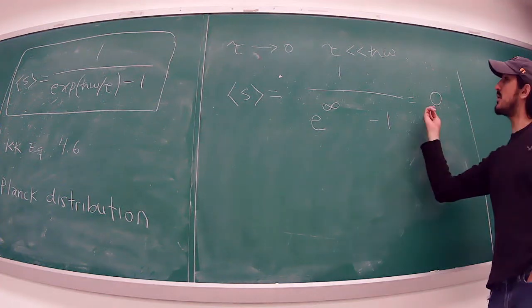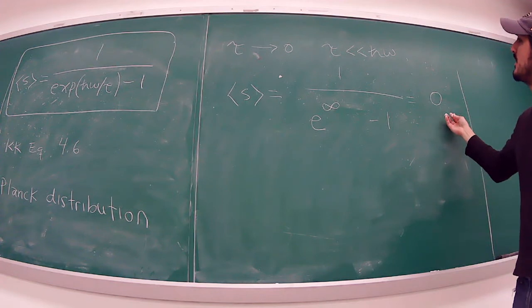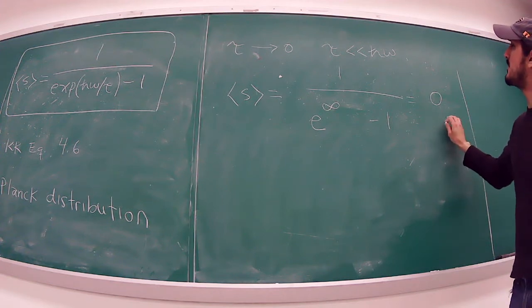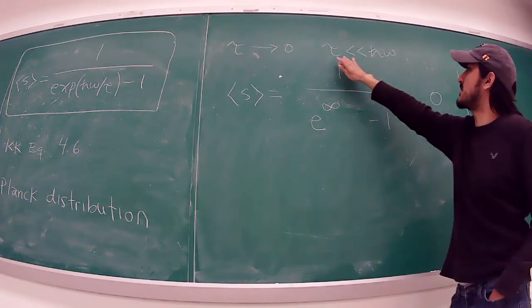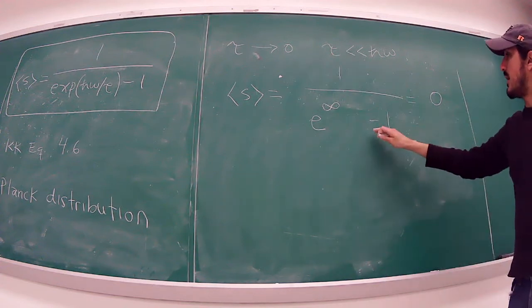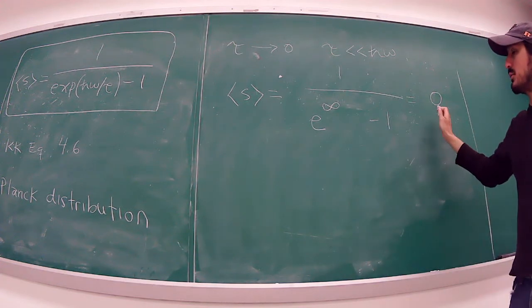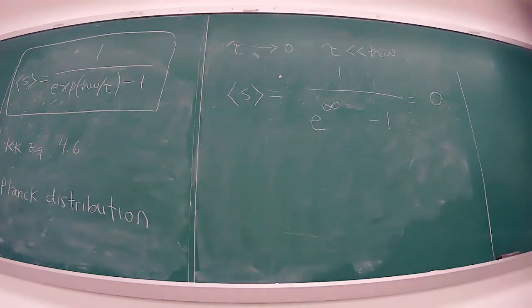So there might be, right, so this is the energy, this is the temperature, right? So you're correct that there are no photons. Why would you expect that to be the case? Right.